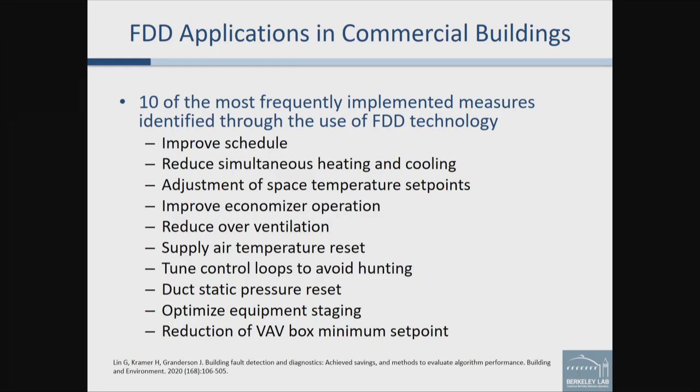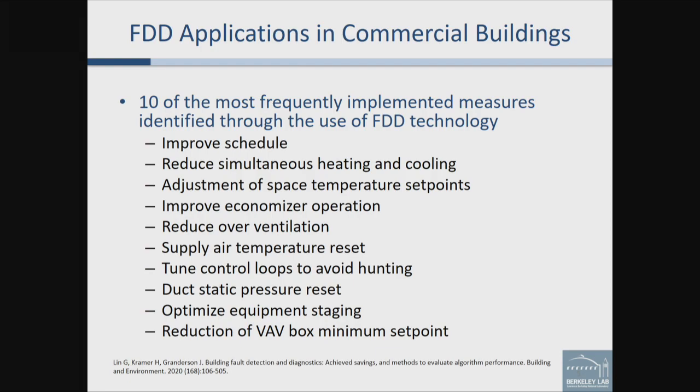No surprise, this result is pretty consistent with the energy efficiency measures we have seen from commissioning studies. The most popular one is schedule. So it is having a better weekly, weekend, and holiday schedule.